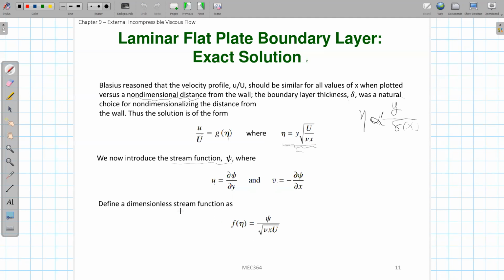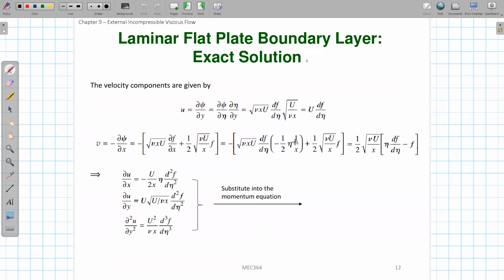So let's define this dimensionless function so that we can link this dimensionless stream function with this eta. After defining this, psi is equal to f of eta times the square root of mu x U, right? So you substitute this psi into u and v, and you can define what u will be and what v will be. So u is a function of large U times df d eta, and v is also defined this way.